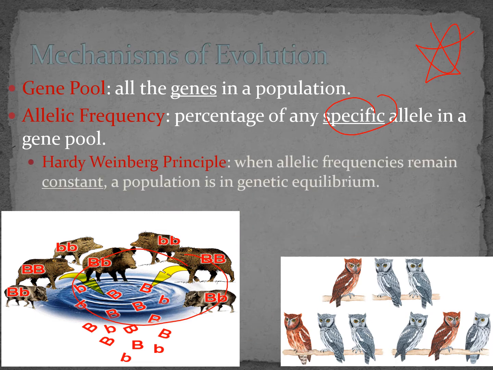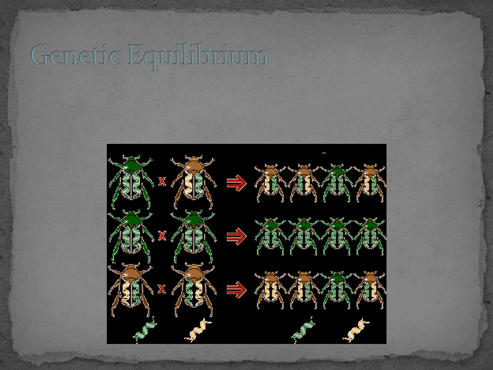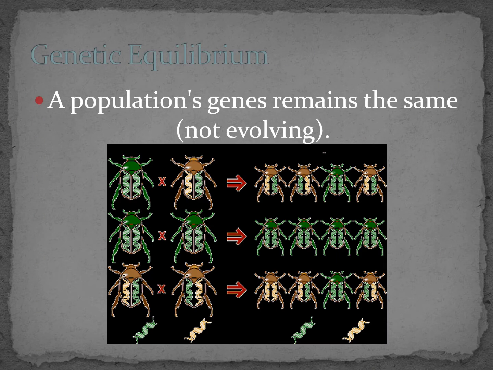This is going to be the Hardy-Weinberg principle, which is basically that the allele frequencies remain constant, and the population is in genetic equilibrium. So we have some gray owls and some brown owls. We have different alleles, but the genetics is still the same. So genetic equilibrium: population genes remain the same and are not evolving.